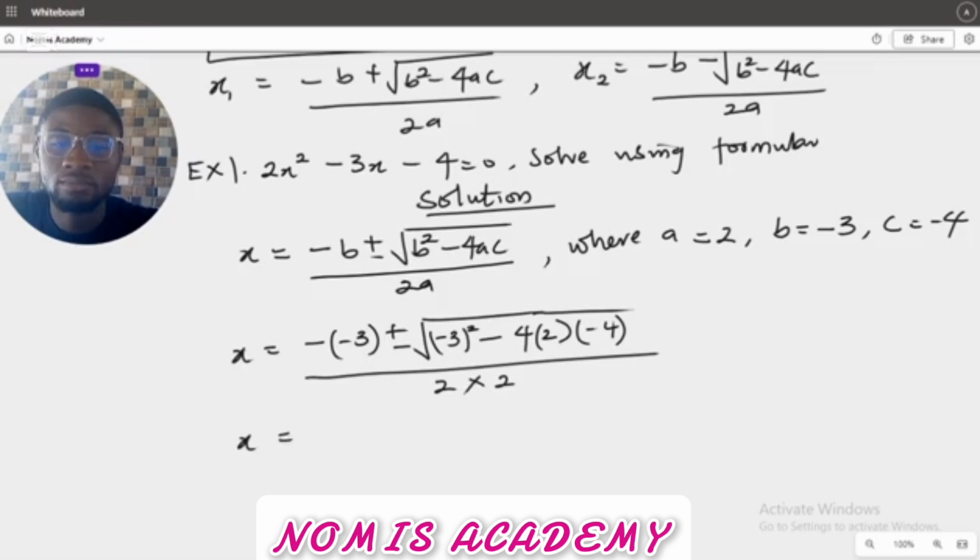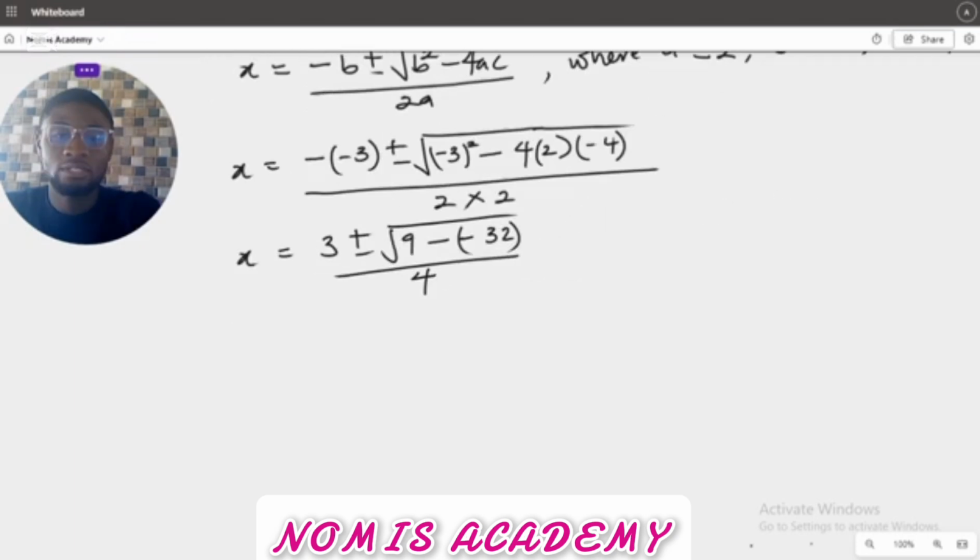x is equal to minus times minus, that gives us 3, that is plus, plus or minus the square root of, this should be 9, minus 3 times minus 3 is 9, minus 4 times 2 is 8, and 8 times minus 4 is minus 32. So don't miss it. This minus is this, and the minus we got from 8 multiplied by minus 4 is what brought about the second minus. So do not be confused. Divide by 2 times 2, we have 4.